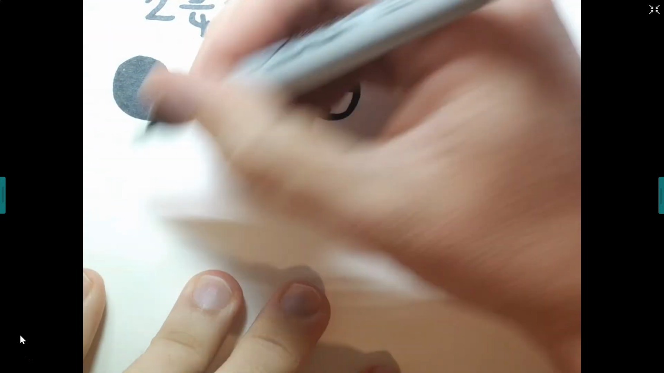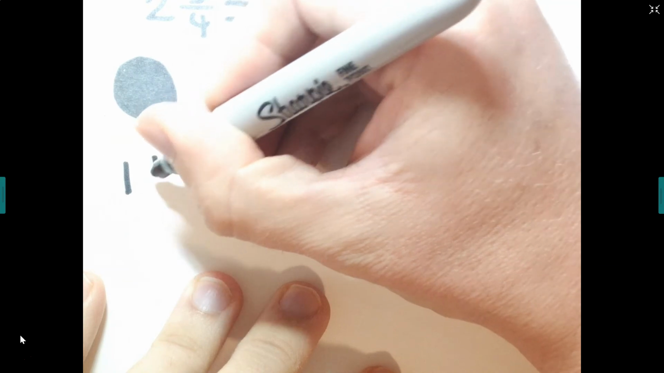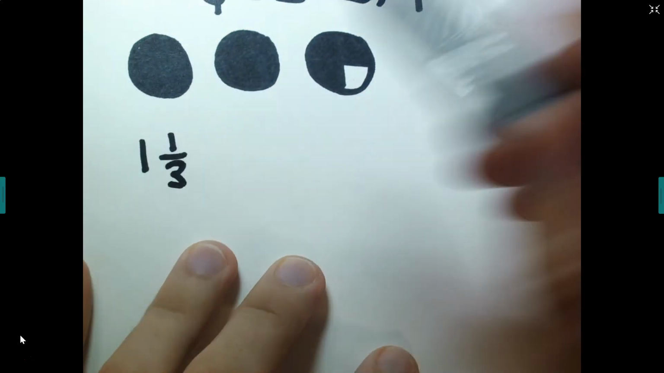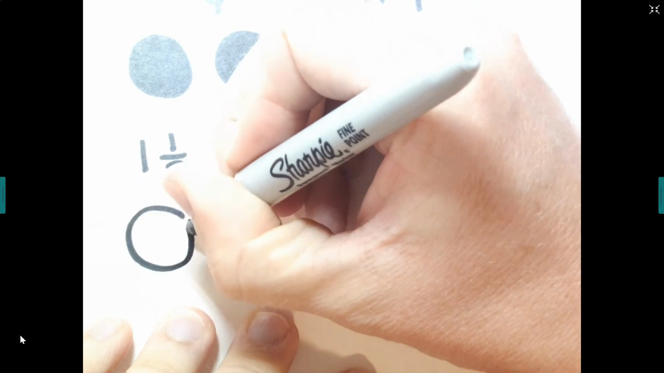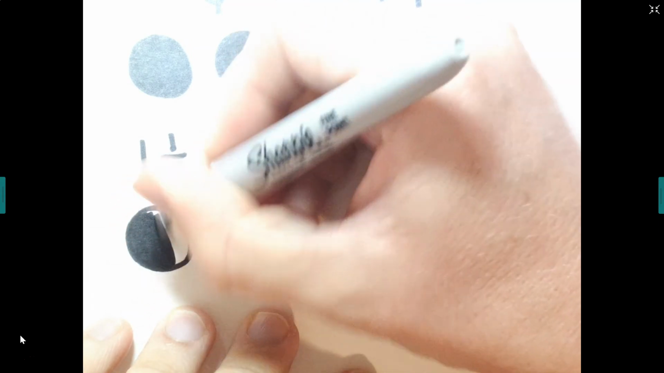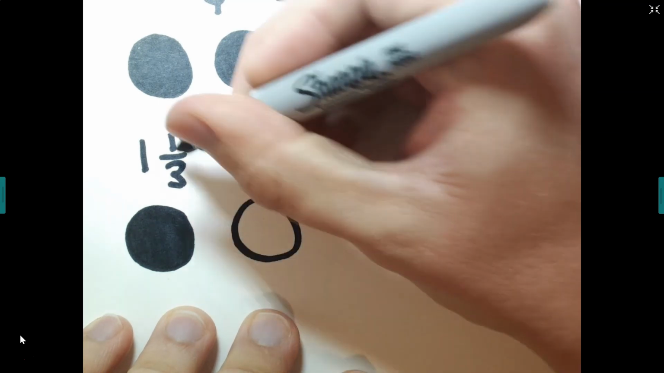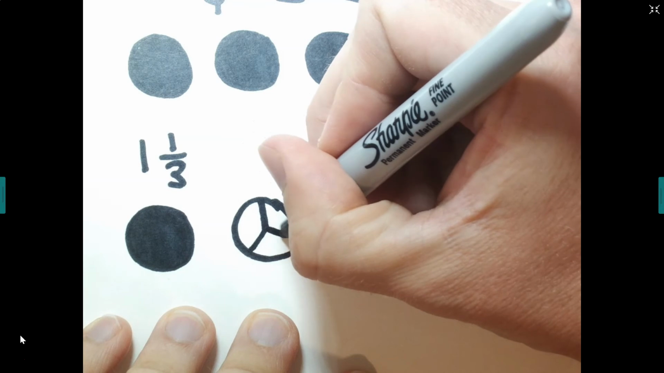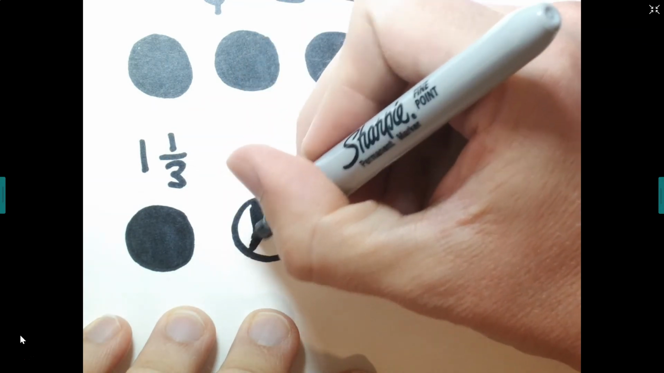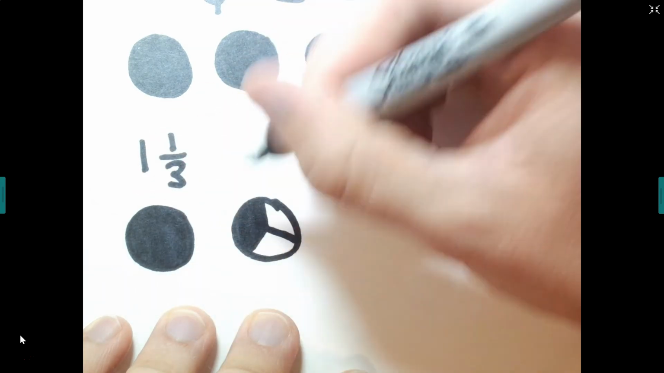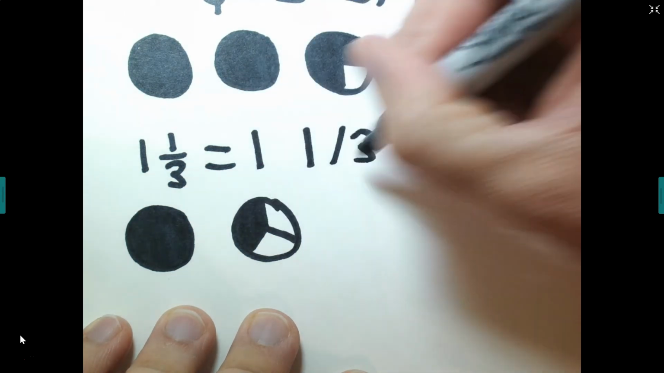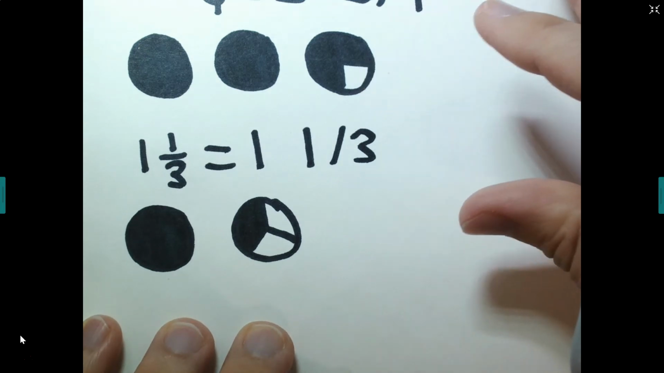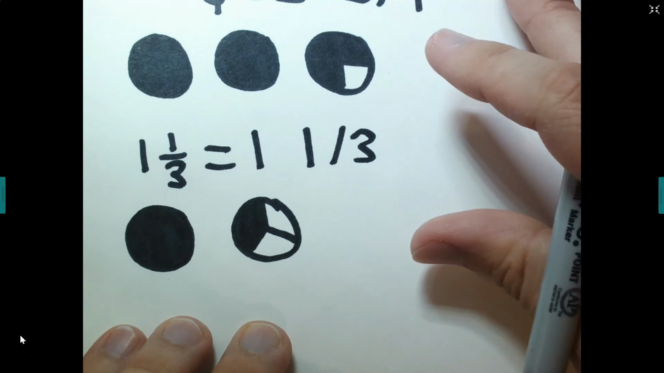Next one will be 1 and 1/3. It's a mixed number. It's a whole number and a fraction. Here we go. You want a whole pizza? And then we have 1/3. I'll split this into a third. Third is kind of hard to split. Let's see, there we go. 1/3. On a pizza. 1 1/3. On a computer. 1 1/3.